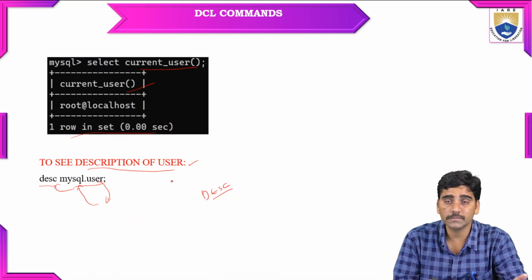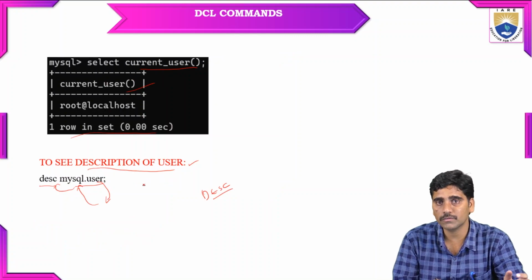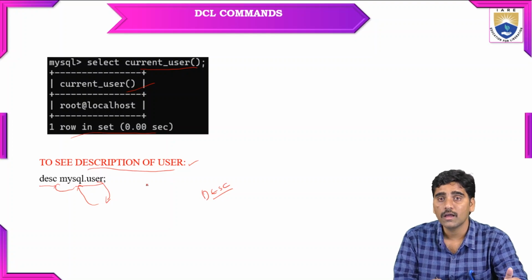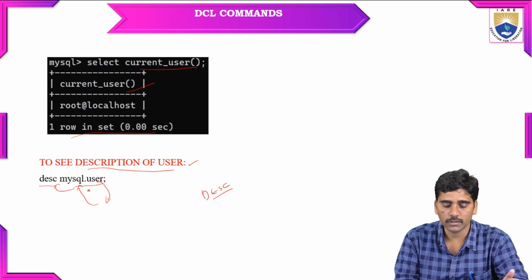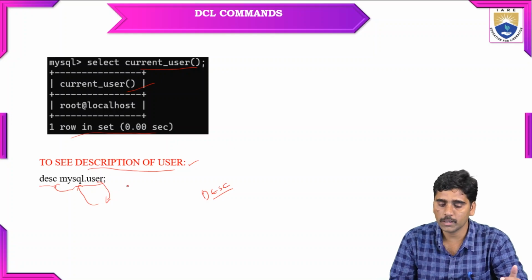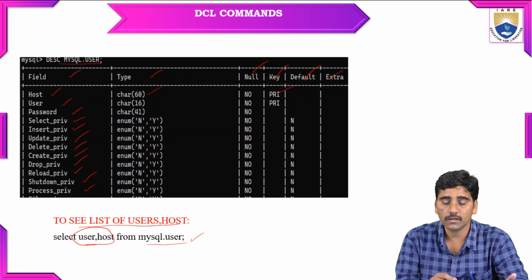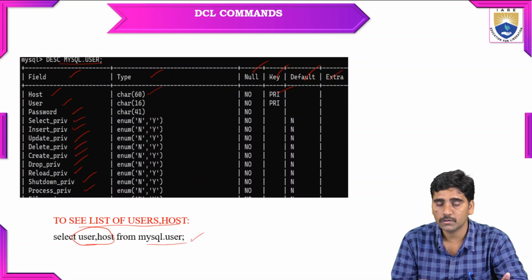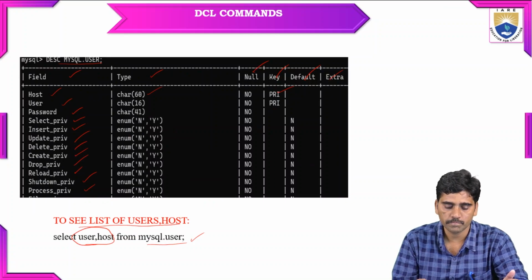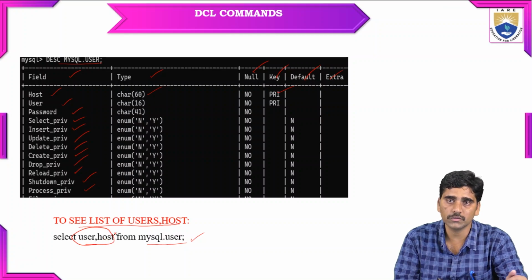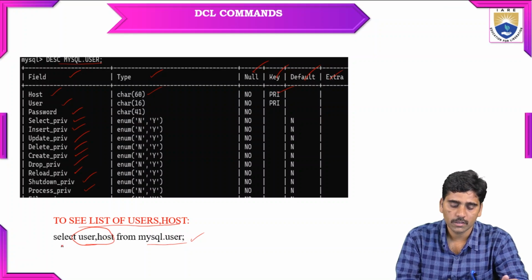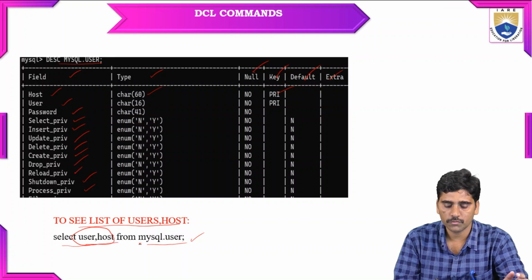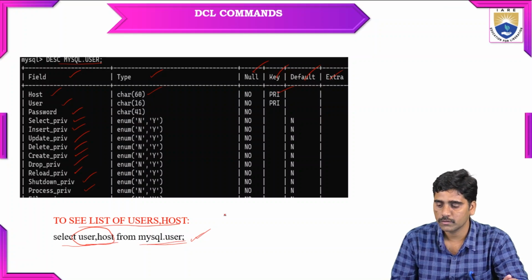And to see the description of that user, which means user related attributes will be displayed, type DESC mysql.user and see the list of attributes presented for the particular user. To see the list of users and host, you need to specify both, select user, host from mysql.user.